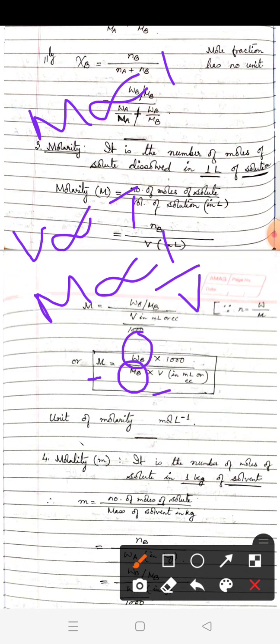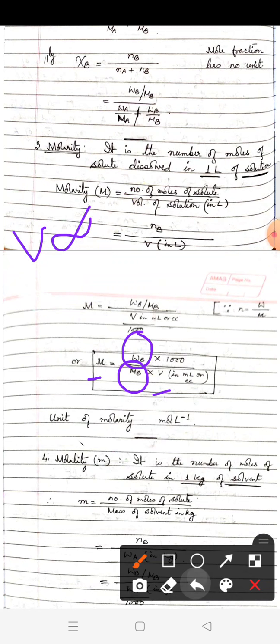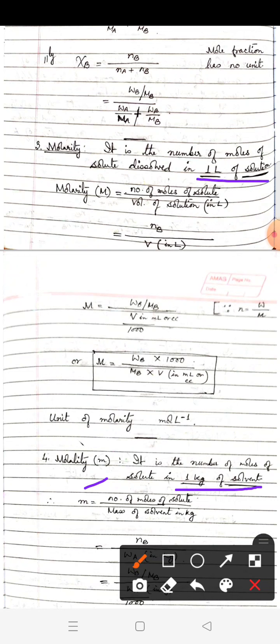Next we go to molality. I'll be giving you 2 more formulae for molarity. Let's continue with the discussion first. Molality is represented by the symbol small m. It is the number of moles of solute in 1 kg of solvent. Please check. In molarity it was 1 liter of solution, and in molality it is 1 kg of solvent. Be very careful about this difference.